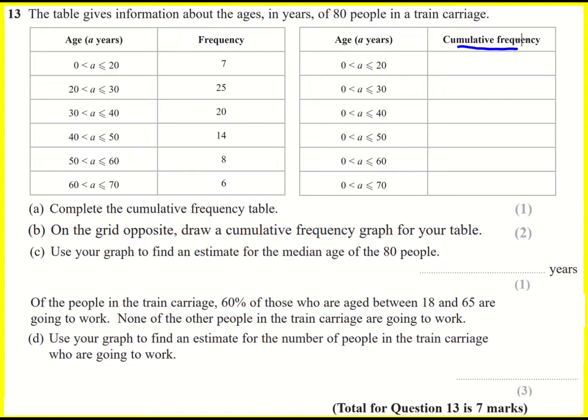So this is where we keep a running total. We still have 0 to 20 as 7, but then it's 0 to 30. So that means it's all of these people. We end up adding the 7 and the 25 together. So it's going to be 32. And they just sort of carry on.